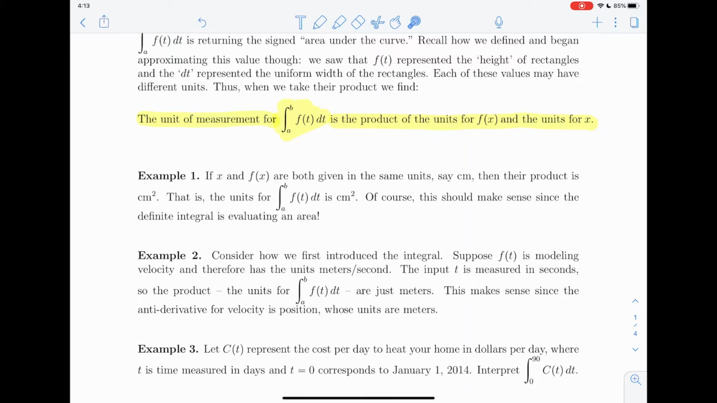But of course, this shouldn't be too foreign to us because this definite integral was computing signed area under the curve. Of course, area is given by the units, say centimeters squared. So that sort of makes sense. However, the definite integral can do more than just compute the areas, because depending on what the function f here is modeling itself, whatever the product of units are between f and t might cancel and give something more interesting.